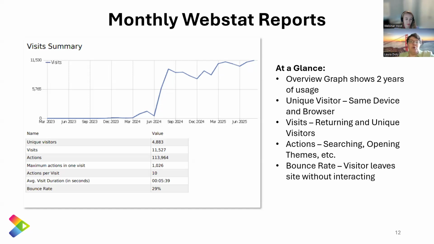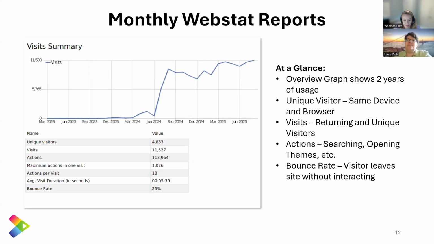Actions are what people are doing on the site. Actions will be anything from searching for a property, running an abutting properties report, turning on a new theme, etc. And maximum visits in one site can give you a sense of the intensity of use. This is a very high number of actions in one visit, and I suspect that this shows a very active internal user who is opening up MapGeo and using it throughout their day to get information and ask questions.